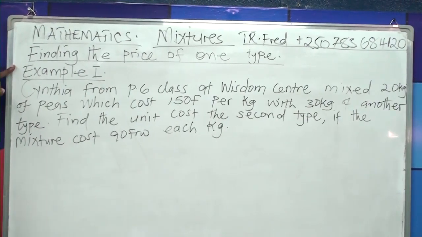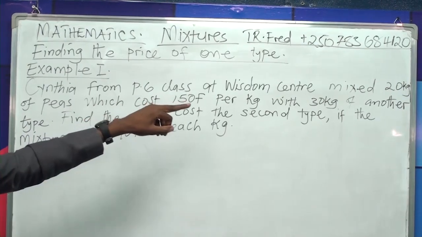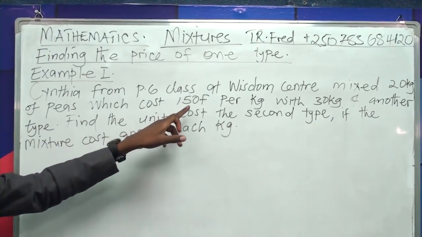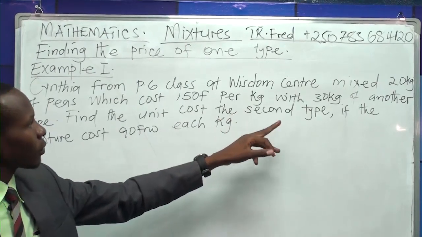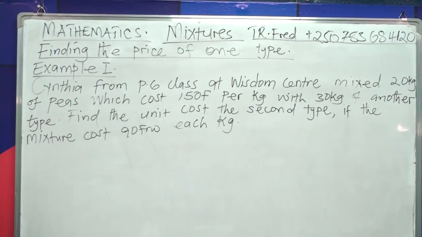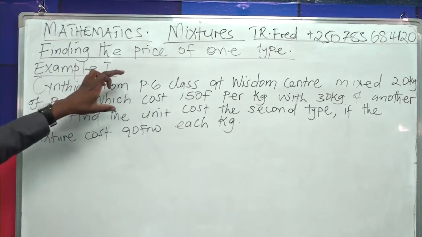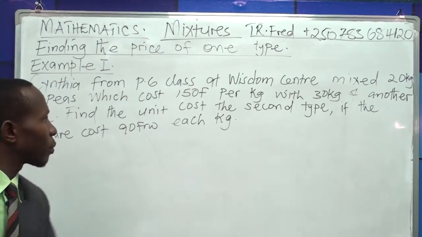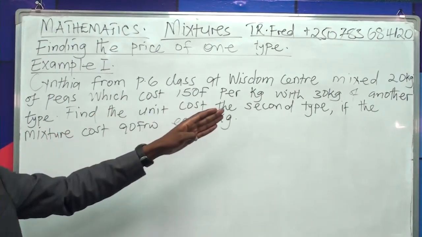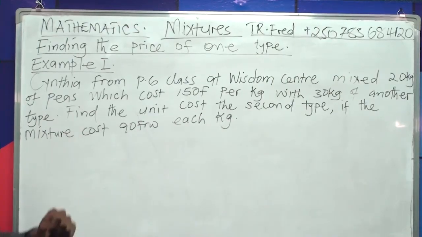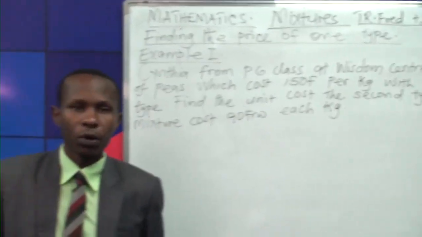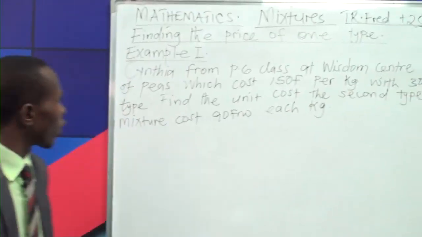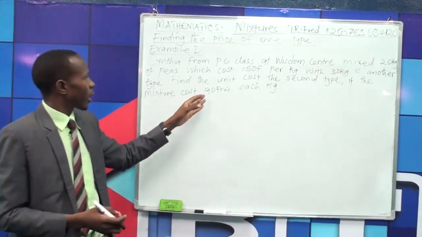Example one says, Cynthia from P6 class at Wisdom Center School mixed 20 kilograms of peas, which costs 150 francs per kilo, with 30 kilograms of another type. Those are the two types that we have already identified. The first type was costing 150 francs. The second type, they have not given us the amount it is costing, but they have given us the quantity of the second type. We shall continue with our question and see what it requires us to do. They said find the unit cost of the second type if the mixture costs 90 francs each kilo.